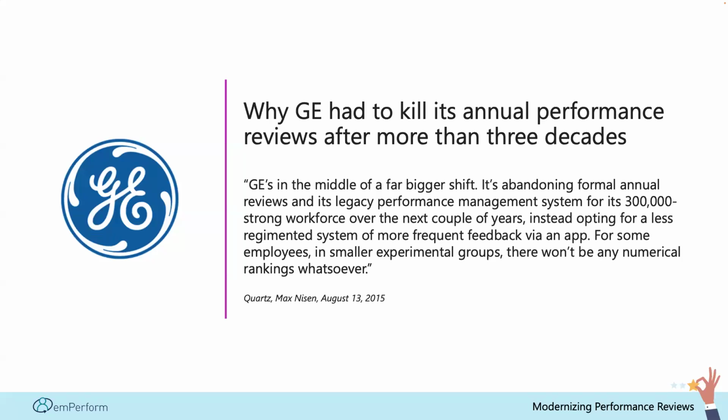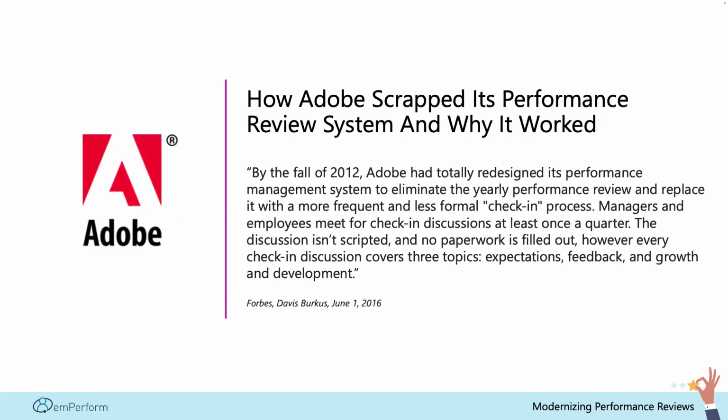Okay, well, let's look at somebody else. Who's next here? Let's talk about Adobe for a second, because they also blew up their traditional time-consuming annual stack rank process, and they went to something less formal and something they're quite proud of with their frequent check-in system. The idea here is that managers and employees meet for check-in discussions at least once every quarter, and the discussion covers 3 topics. It covers expectations, it covers feedback, and career growth and development, right?